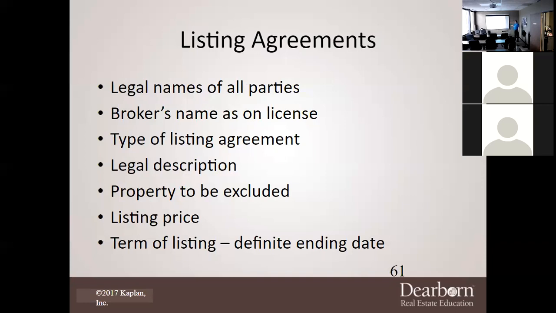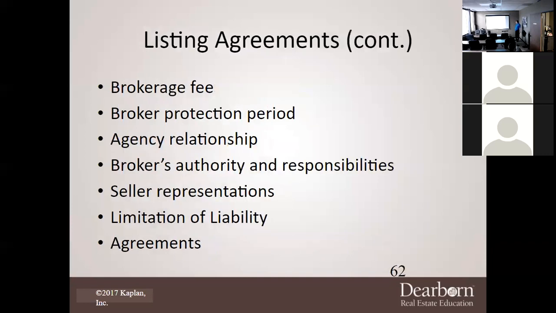You also have to have the terms of the listings. Again, you have to have that definite ending date. You cannot put an unreasonable date in there. It also is going to talk about the brokerage fees, how much the broker is going to charge. It's also going to talk about the broker's protection period. The protection period states that, Mr. Eugene, after our listing terminates, I have a certain period that if any of my people I've showed the property to come back and put an offer in, I'm still entitled to a commission.